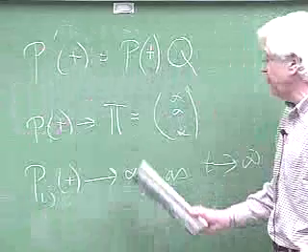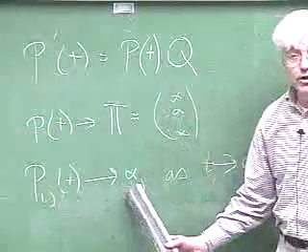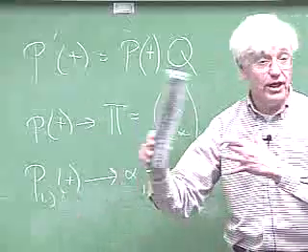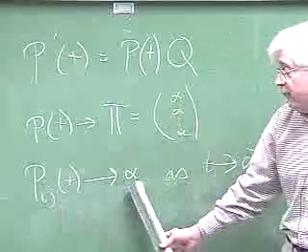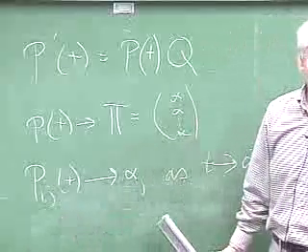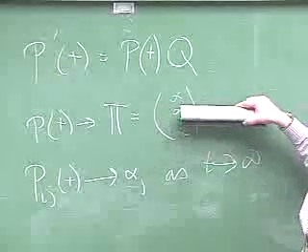And if you did it in matrix form, all the rows would be the same, because this doesn't depend on i. No matter where you start, there's going to be a limiting probability of being in each of the states. So Pij(t) is going to go to alpha j for all i, just like before. That's saying the same thing.